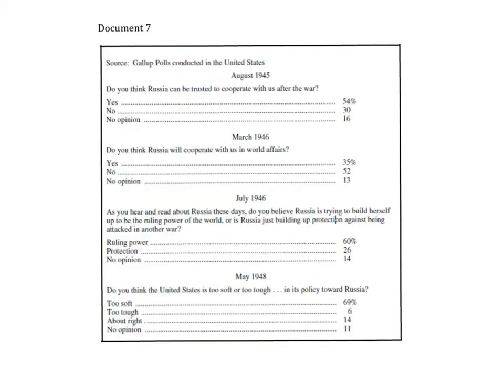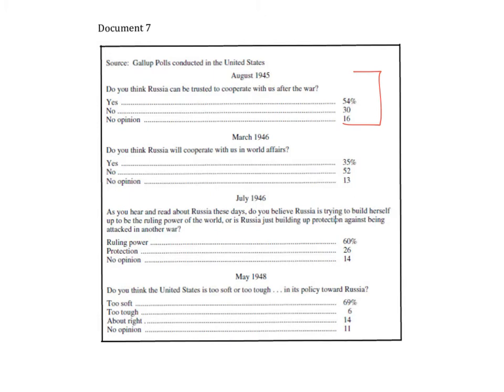And then finally is document 7, and this is an important document, and many of you talked a lot about this document, and I think you did a good job understanding it. The one area for improvement that I saw was to link this document to specific events. So here, August 1945, it's right at the end of the war, right? We've dropped the atomic bombs on Japan. The war is finally over.